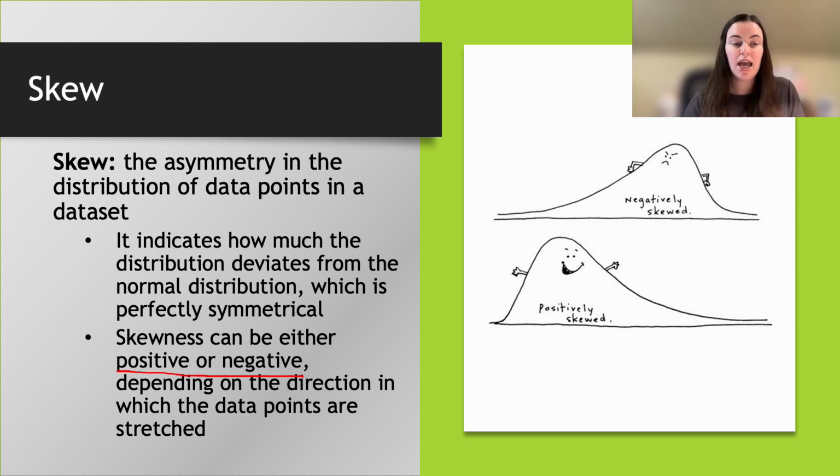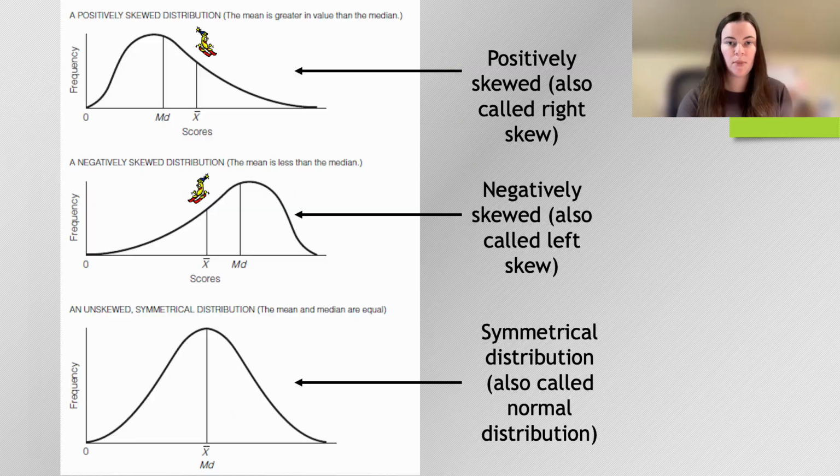next slide. The way that you can determine whether there is positive or negative skew depends on the direction in which the data points are stretched. Let's take a look at that right now. Positive skew occurs when our median value, which in this case is represented by MD, is less than our average or mean value, which is represented by X bar.